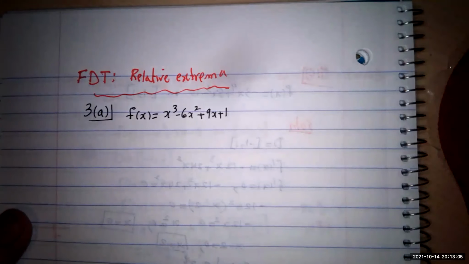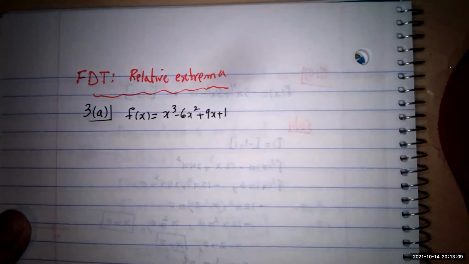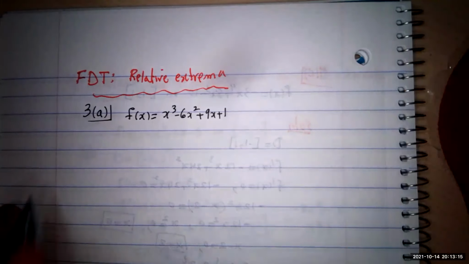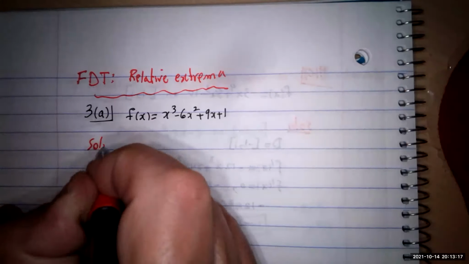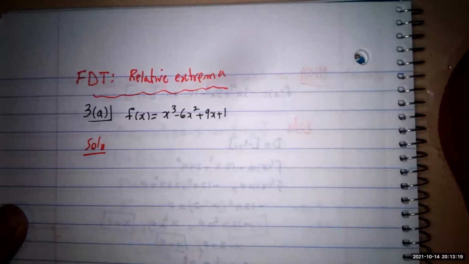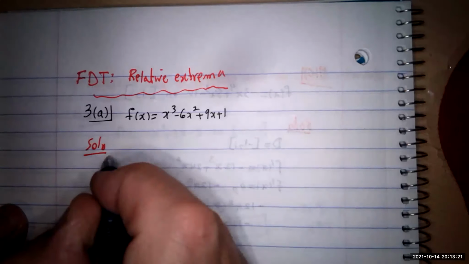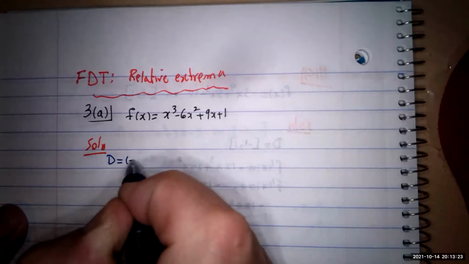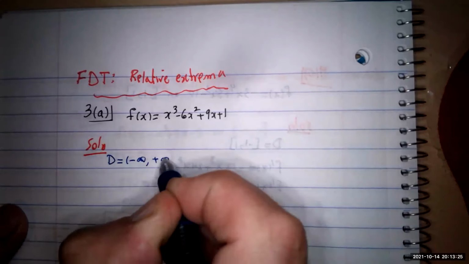Step 1, you know that the candidates are going to be critical numbers again. So we have to find the critical numbers. In order to do it, we need the domain. So always we start with the domain of the function. The solution is, you know that this is a polynomial, so the domain is all real numbers. So that's your domain.